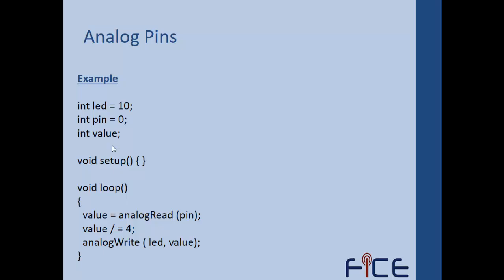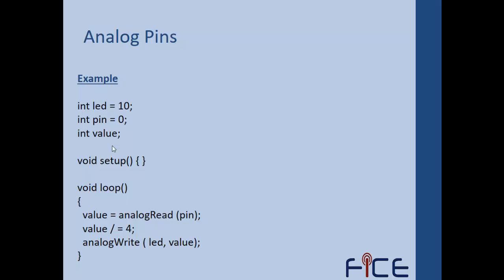In void loop, value is equal to analogRead(pin). So the A0 pin is given as the pin name. You can write A0 or just 0, it will take the analog pin only. Now we are reading the analog pin A0. So value is equal to analogRead(pin). It will read the analog pin and store the value into the value variable.